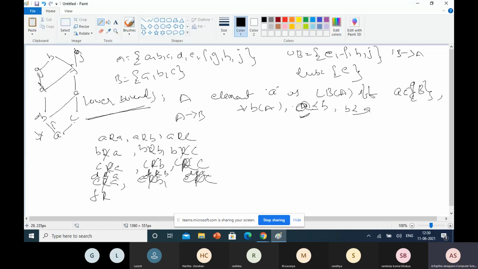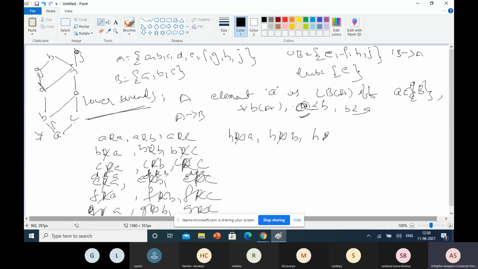The downward relation is not mentioned, in the Hasse diagram we only take upward. Okay, F does not relate to A, B or C. Then next is G. G does not relate to A, B or C. Then H does not relate to A, B or C. And J also does not relate to A, B as well as C.